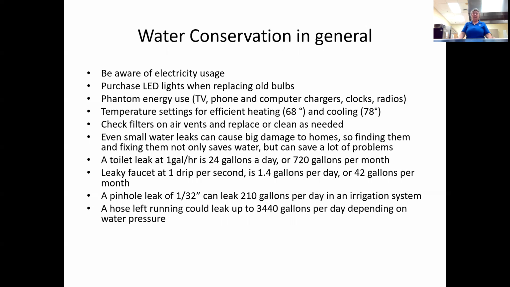And our neighbor experienced this. They had a pinhole leak under their house, and they actually got a notice from the water department: what's going on at your house? They had to get their plumbing fixed. So if you are outside washing your car or watering, and you leave that hose running, oops, I forgot, it could leak up to 3,000 plus gallons per day. It's a lot of water.